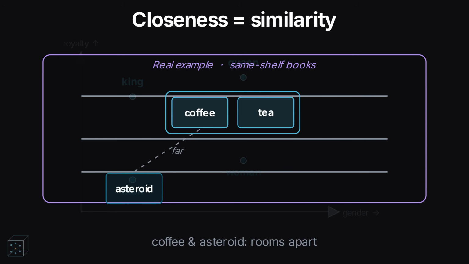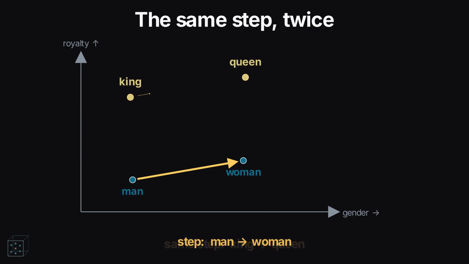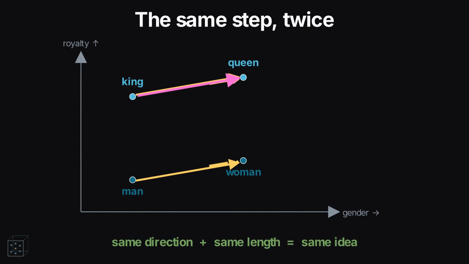It turns out the model doesn't just cluster words, it lines them up. The step that takes you from man to woman is a particular direction in the space, and astonishingly, the very same step takes you from king toward queen. One direction quietly captures the whole idea of gender. Which means you can do arithmetic on meaning itself.